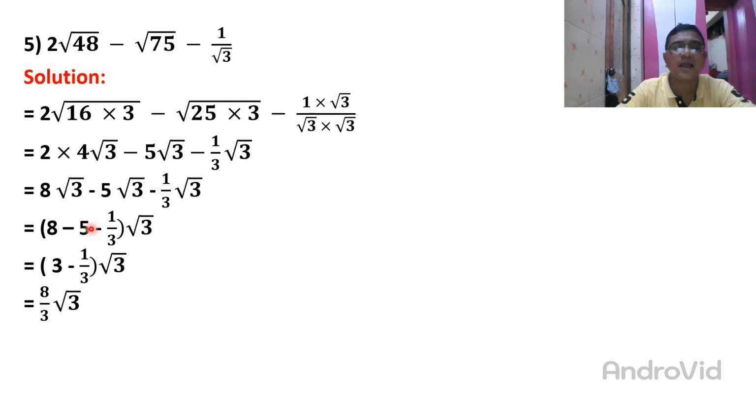So 8 minus 5 remains 3, minus 1 upon 3 remains as it is. Here 3 has denominator 1 and here the denominator is 3. The denominators are not the same, so we find the LCM. The LCM is 3. Here the denominator is 1, so which number multiplied by 1 gives 3? 3. 3 times 3 is 9, so we get 9 minus 1, which is 8. We are getting 8 upon 3.